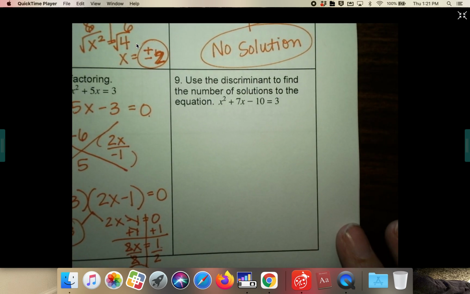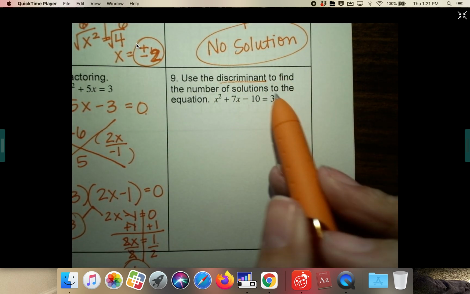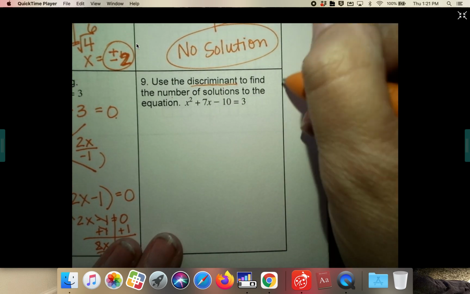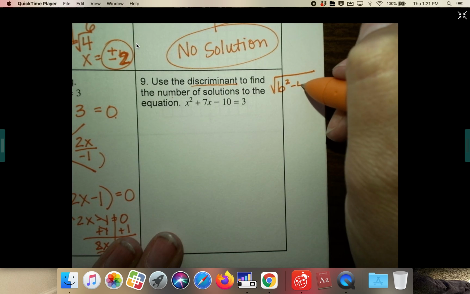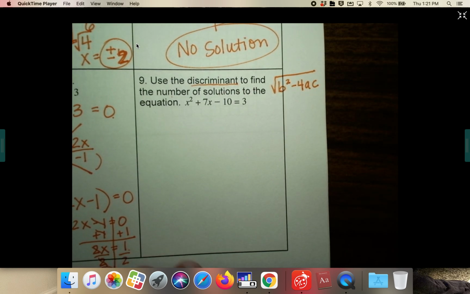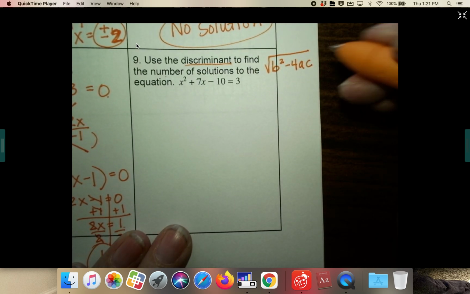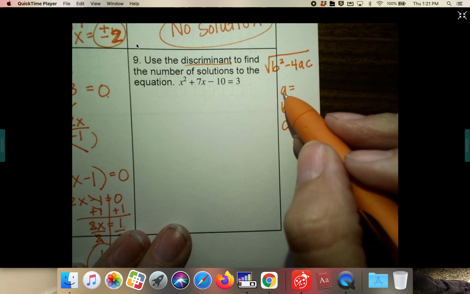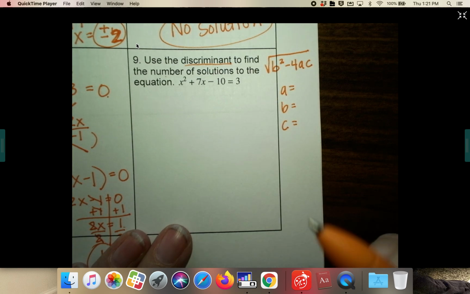Okay. This one is just using the discriminant. So all we have to come up with is how many solutions, the number of solutions. So in case you forgot, the discriminant is the square root of b squared minus 4ac. That's the only part of the discriminant. So I am going to write what my a is, what my b is, and what my c is. My a is, oh, it's not equal to 0. So it's actually not done yet.